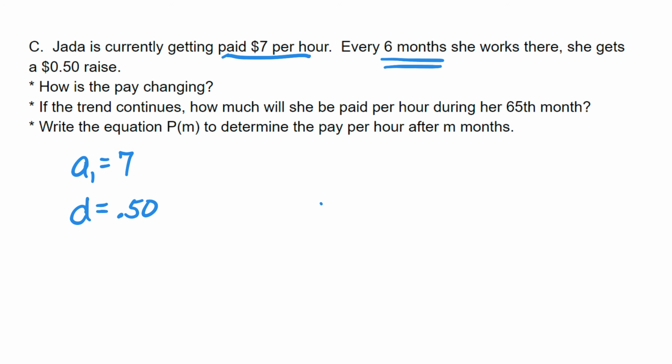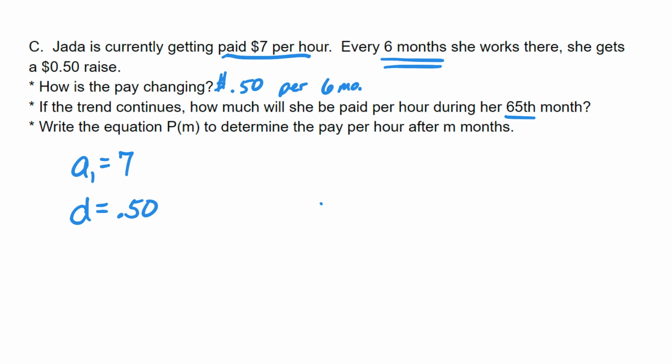So we have our two elements here. How is her pay changing? 50 cents. We're just going to write this down. 50 cents per 6 months. Twice a year, right? We could also set it up that way, but it asks for 65 months. So we probably want to put this in this. And this is an interval question. So it's not like she gets it every month. After the 6 months, she gets the raise. So we're going to have to talk about this. If the trend continued, how much would she get paid after the 65th month? All right, we'll worry about that in a second.